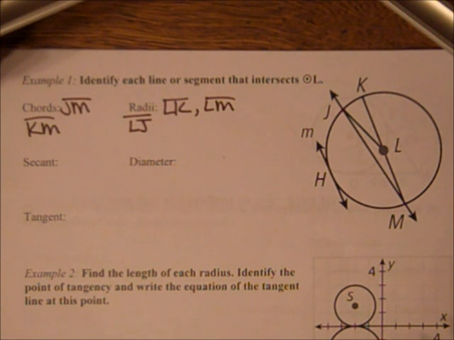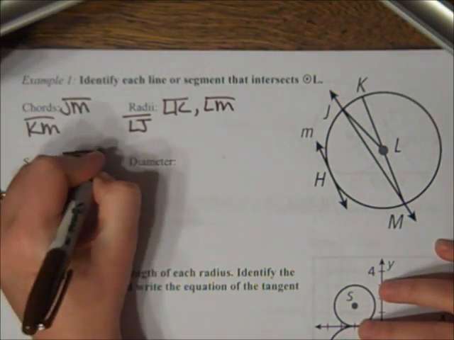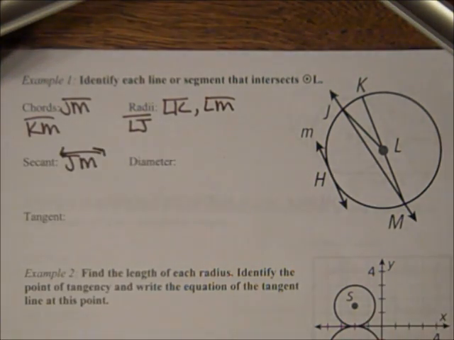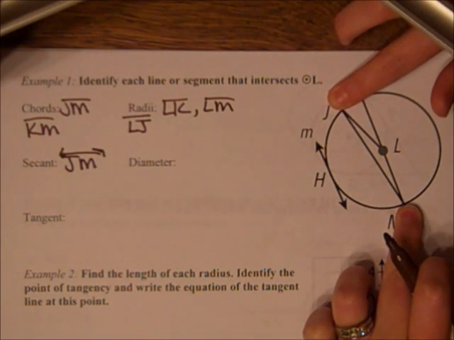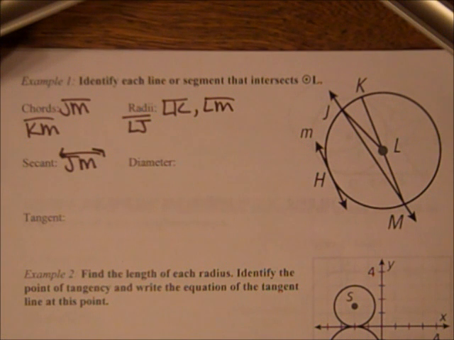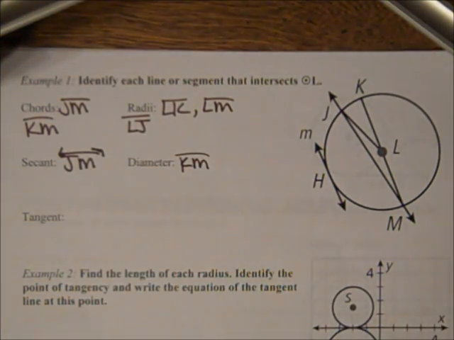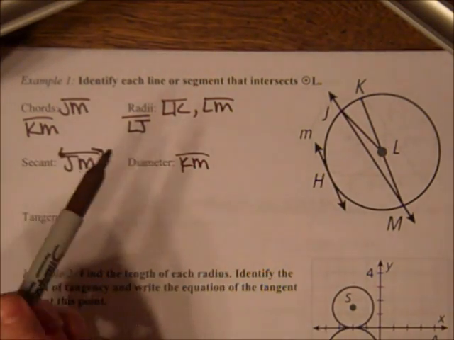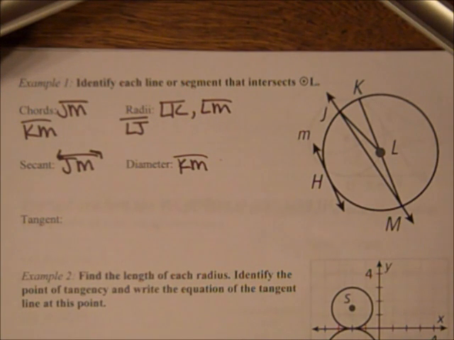A secant is a line that goes all the way through a circle. So the line JM is a secant. Now that's kind of confusing to some people. The line segment JM is a chord. The line JM is a secant. So be careful with that. A diameter is a chord that goes through the center of the circle. So KM is a diameter. So every diameter should also be a chord, but not every chord will be a diameter, so be careful with that.